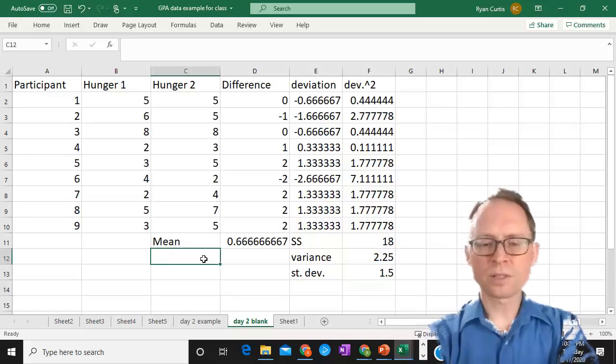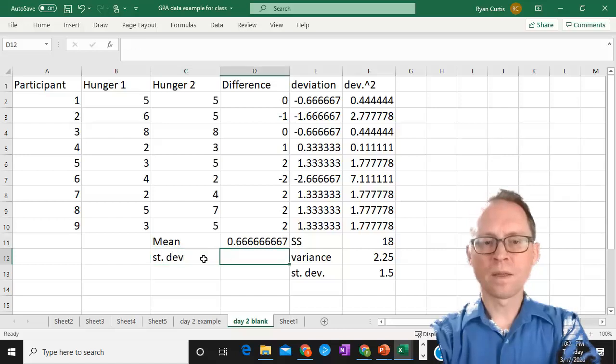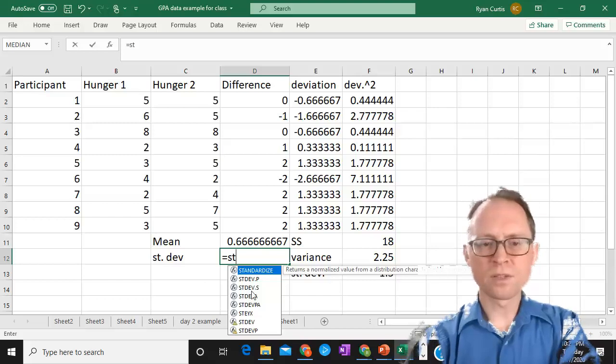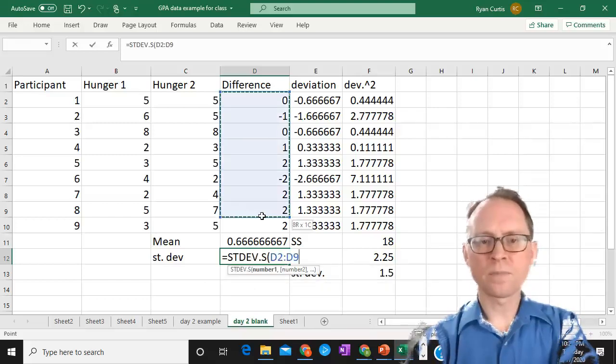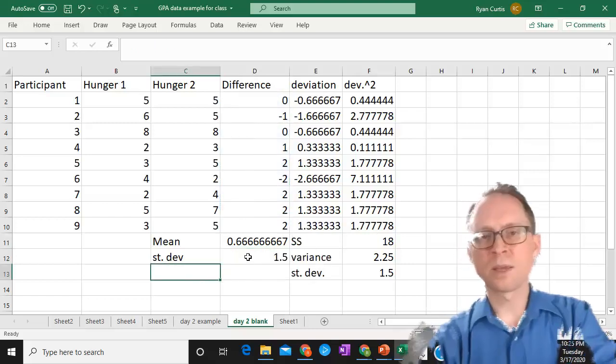1.5. The other way you can do this on Excel is you can just go standard deviation of a sample and then put everything that you want in it. There it is, 1.5. It's the same thing.